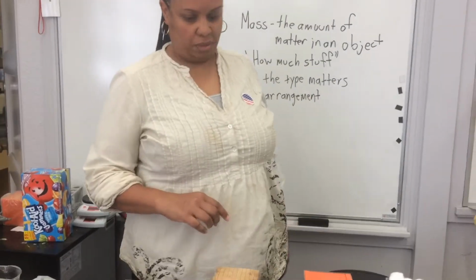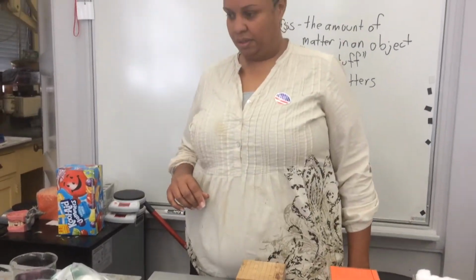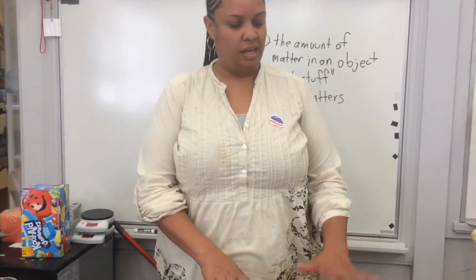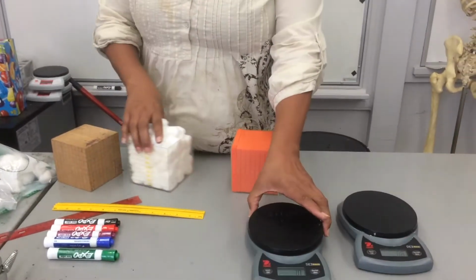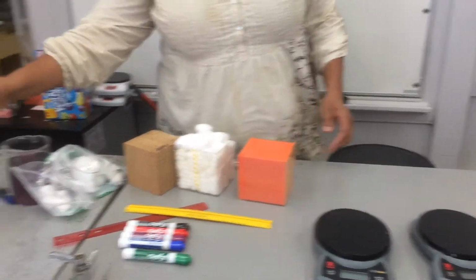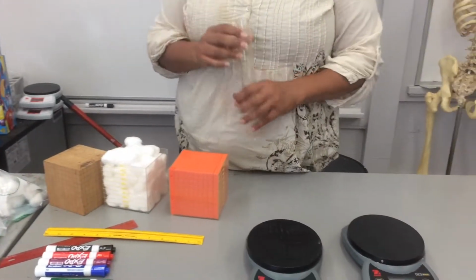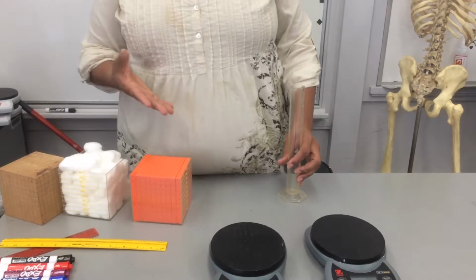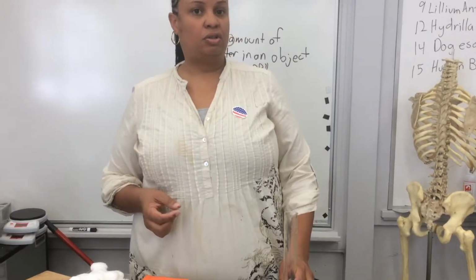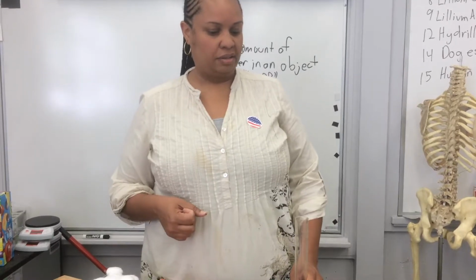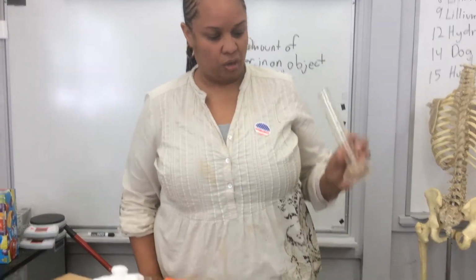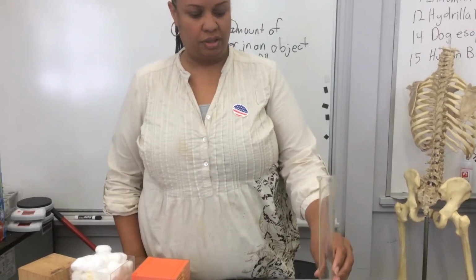When you're measuring the mass of an object, if it's a solid, it's easy. You can just measure it straight onto the scale. But if it's a liquid, you can't just pour the liquid on the scale because it will ruin your scale. So you have to use a container. But because everything that's made out of matter has mass, you must know how much the container weighs. So there's two ways you can do this.